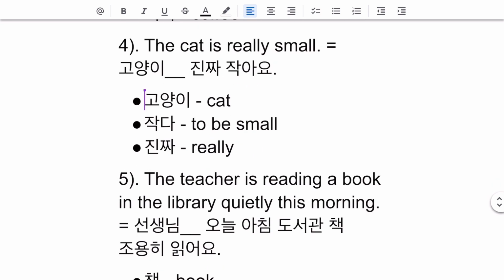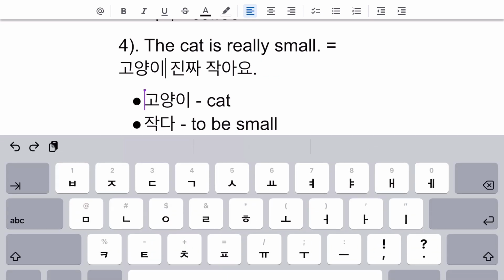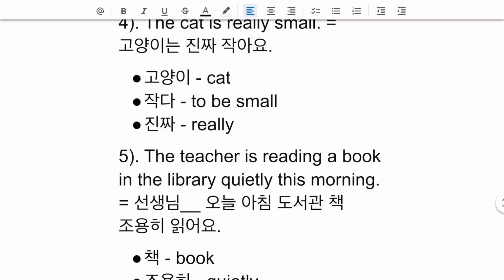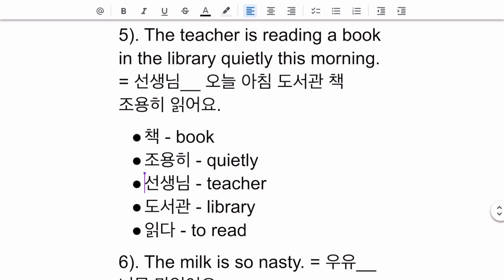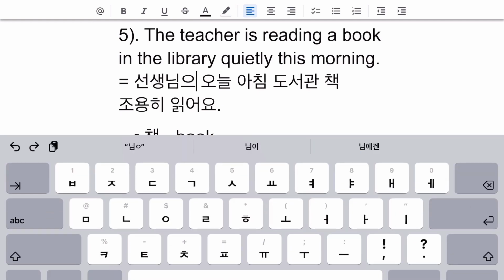Number 4, the cat is really small. Cat, really small. This one's very similar to the English sentence structure. Which one do we use? 고양이는. Perfect. 고양이는 진짜 작아요, because it ends with a vowel. And number 5, the teacher is reading a book in the library quietly this morning. Teacher, this morning, library, book, quietly, read. Which one do we use? 선생님은. Yes.